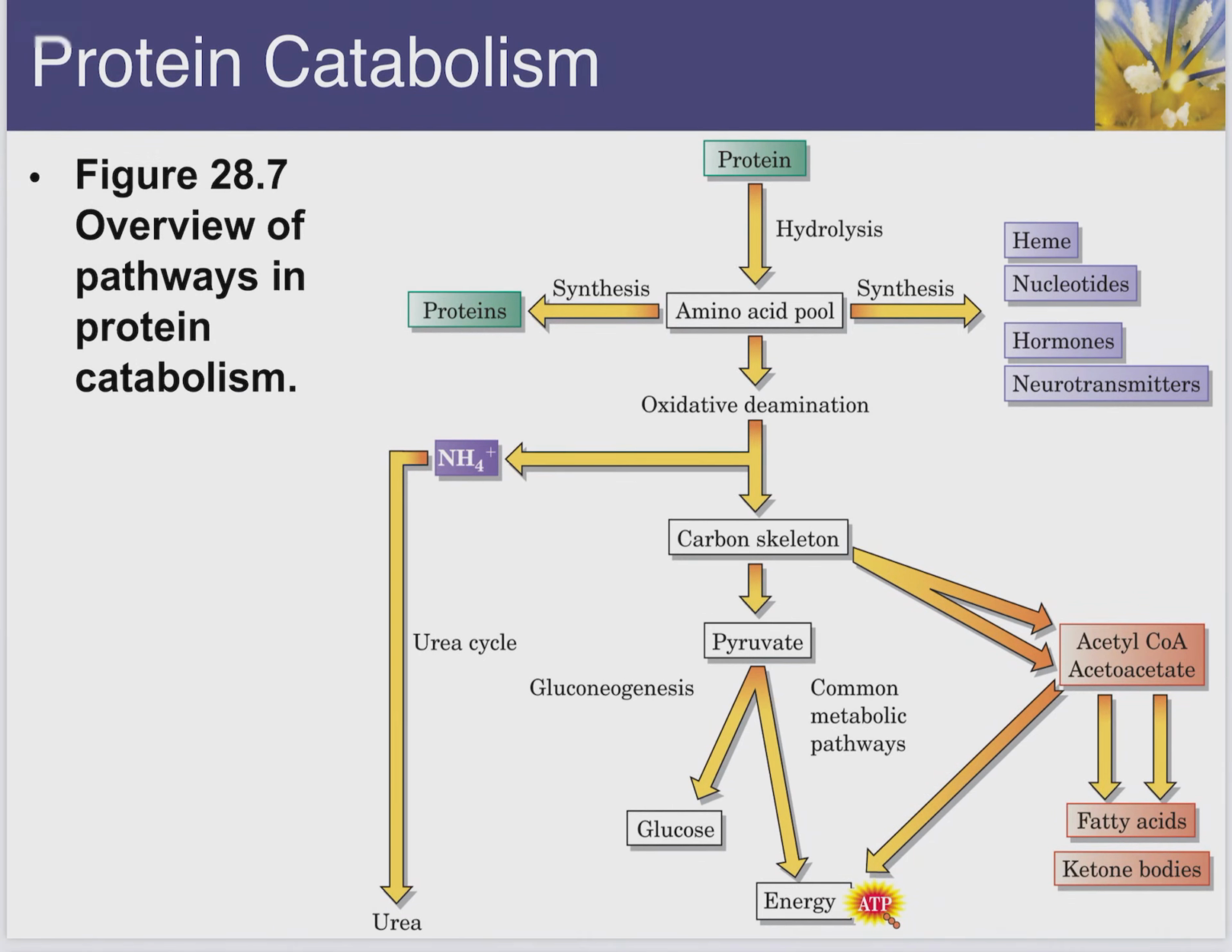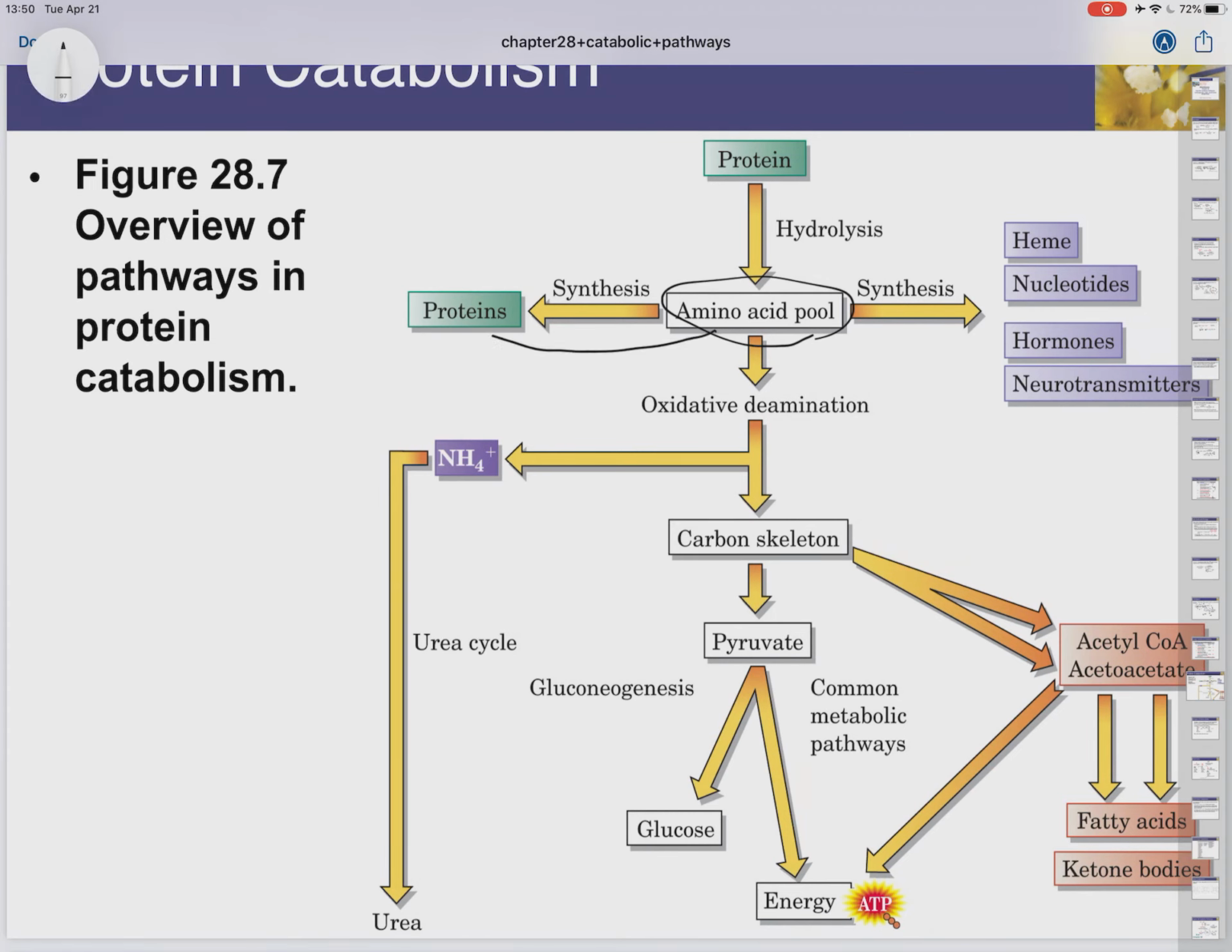Now the big picture of protein's entrance into the pathways. Proteins can be hydrolyzed into amino acids. Amino acids can either be used to make more proteins, or they can be used to make the amino components of things like heme or nucleotides, right? Because we have nitrogenous bases. We've got hormones and neurotransmitters that often have nitrogens or amide functionalities, and so the amino acids are the source of nitrogen, and those go to synthesize many of those other compounds.